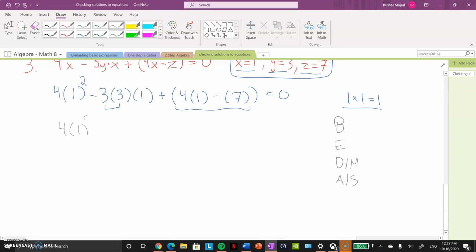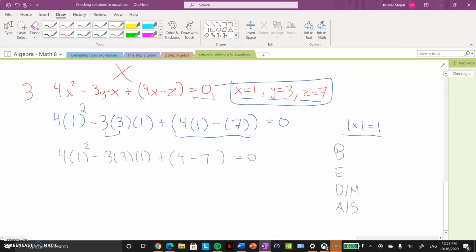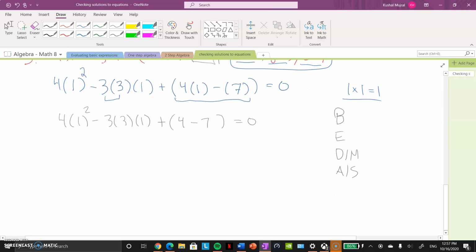4 times 1 squared minus 3 times 1 plus, okay, so in the bracket, first we're going to do the multiplication. 4, because 4 times 1 is 4, minus 7, okay. Equals 0. I can't put this equal sign over here. It's equals 0. Okay, whatever's on both sides, you have to keep writing it. So here in the initial question, it said equals 0. So we have to keep writing it, okay?